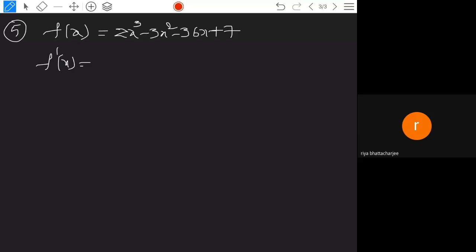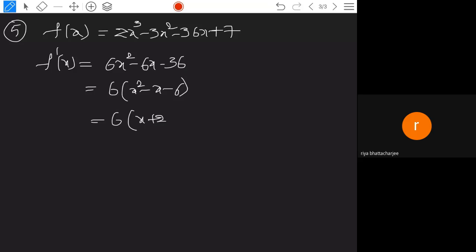So f dash of x equals, you are going to get 2 into 3x square, so 6x square minus 6x minus 36. You take the 6 common here, x square minus x minus 6 you are going to get. So now here 6 into, on factorization, you are going to get x plus 2 into x minus 3. So now this is the expression. If this expression is greater than 0, it is increasing. If this expression is less than 0, it is decreasing. Isn't it?